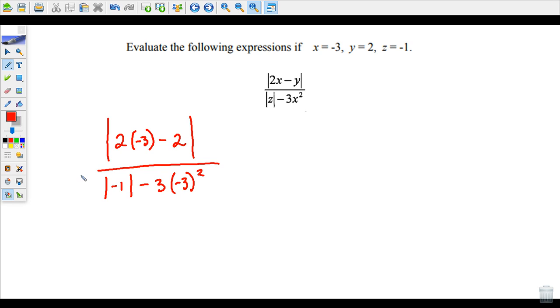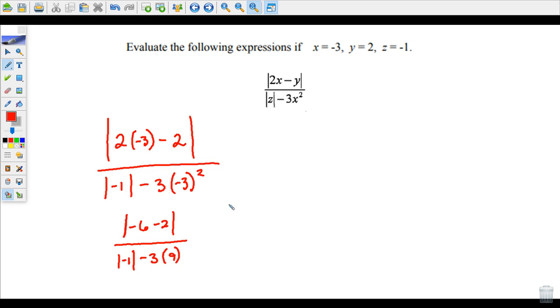So let's evaluate the numerator first. So 2 times -3, that's -6. So we have -6 minus 2 in the numerator. And the denominator, I'm just going to leave this absolute value of -1 for now. Minus 3, I'm going to do the exponent here. -3 squared means -3 times -3, which is 9. So this is minus 3 times 9.